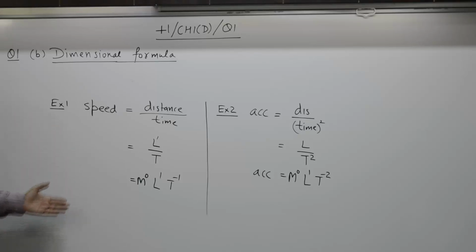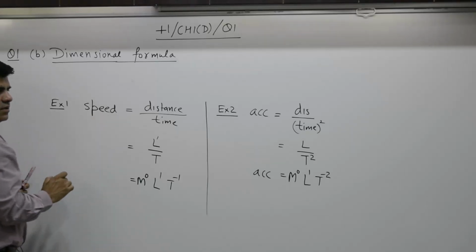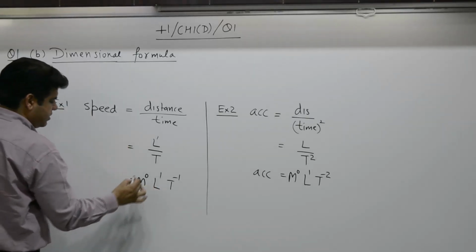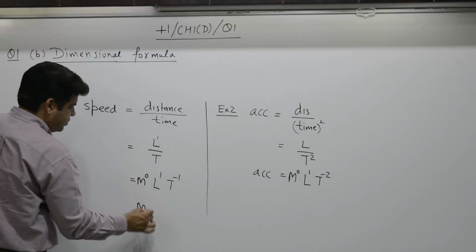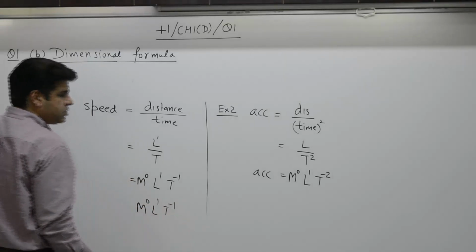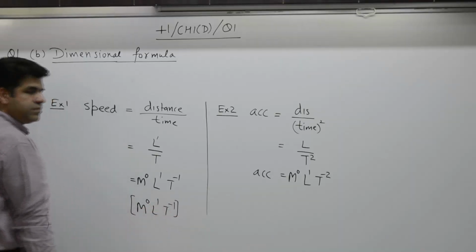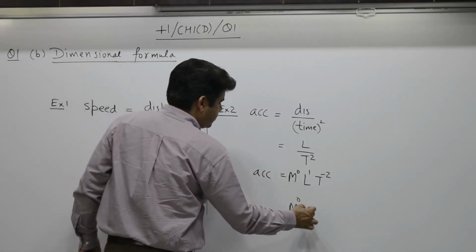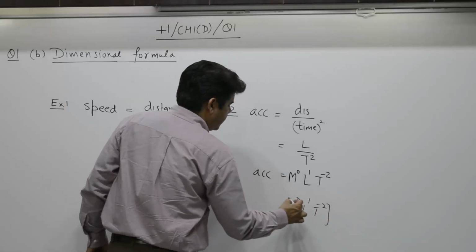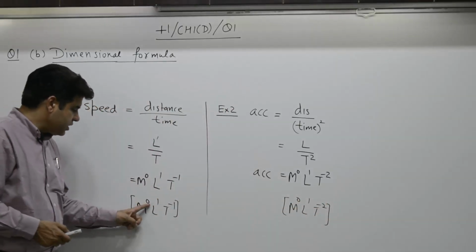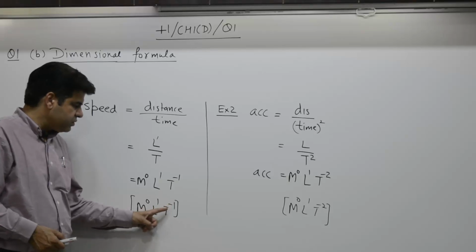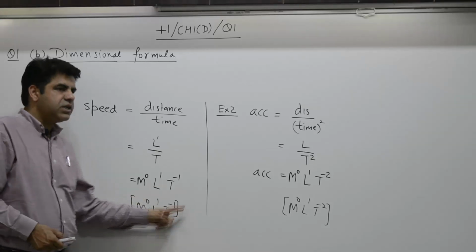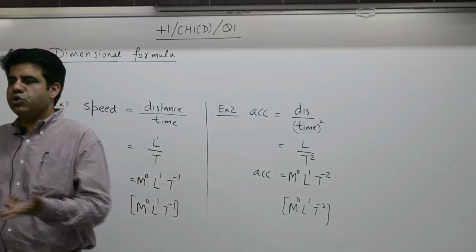Same example, physical quantity speed, how it depends on mass, length and time. So, dimensional formula of speed is, yes, M0, L1, T minus 1. Dimensional formula of acceleration is M0, L1, T minus 2. So, dimensions are 0 in mass, 1 in length, minus 1 in time. M0, L1, T power minus 1. This whole expression is dimensional formula. 2 minutes to write.